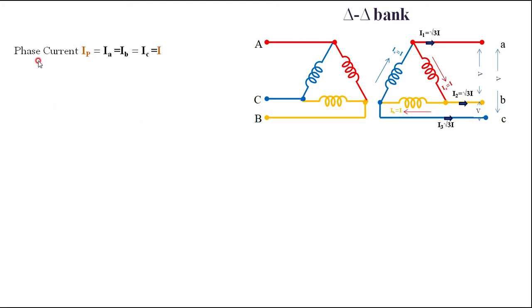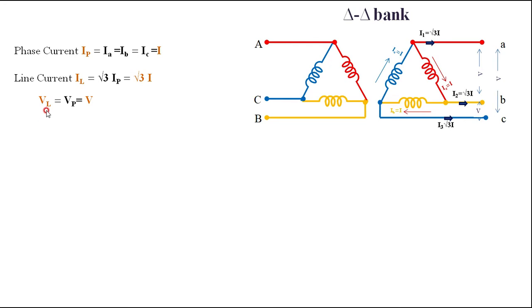We are interested in the volt ampere delivered by the secondary. The phase current, the current in each phase, IA equals IB equals IC. Therefore, all the magnitudes are the same; it is a balanced system that I am considering. That is IA, IB and IC are each what I am calling I. Whereas the line current IL is root 3 times the phase current, that is root 3 times I.